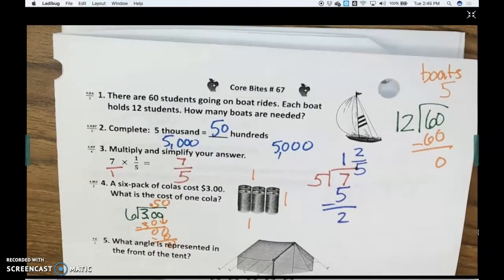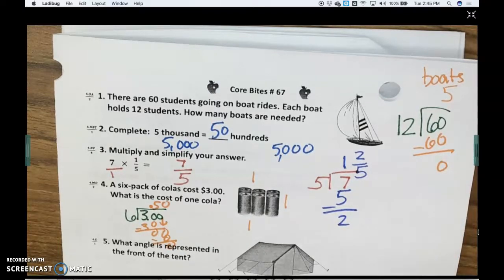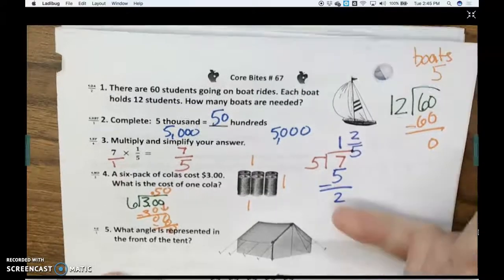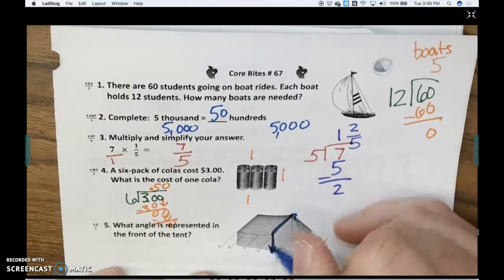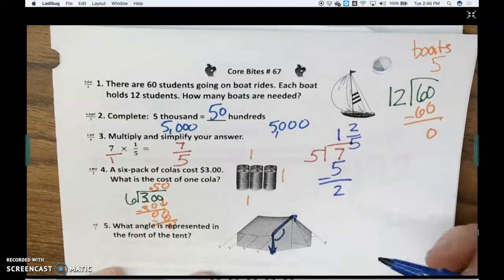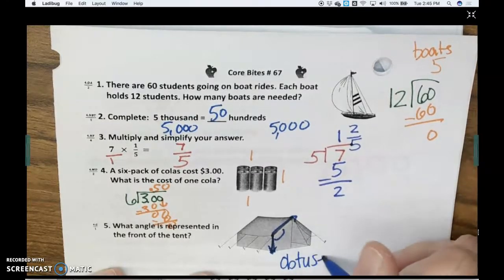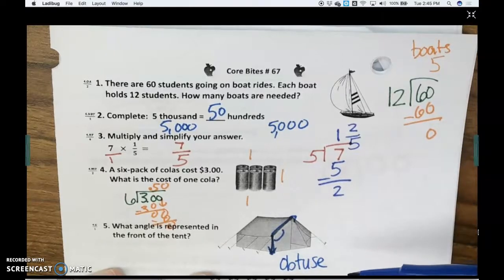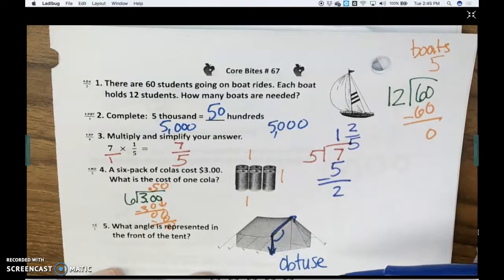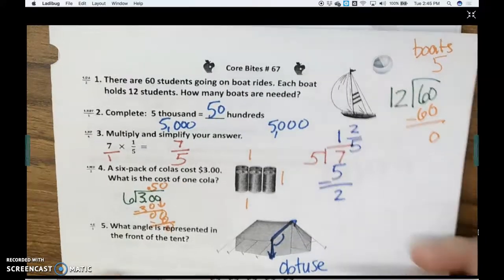And then for your last one, what angle is represented by the front of the tent? So I'm going to see if I can make it a little bit darker for you so you can see it. It's right here. So this angle right here, that would be an obtuse angle because it's more than 90 degrees, which is a right angle. And it's not less than, because that would be acute. But it is less than 180, which would be a straight line.